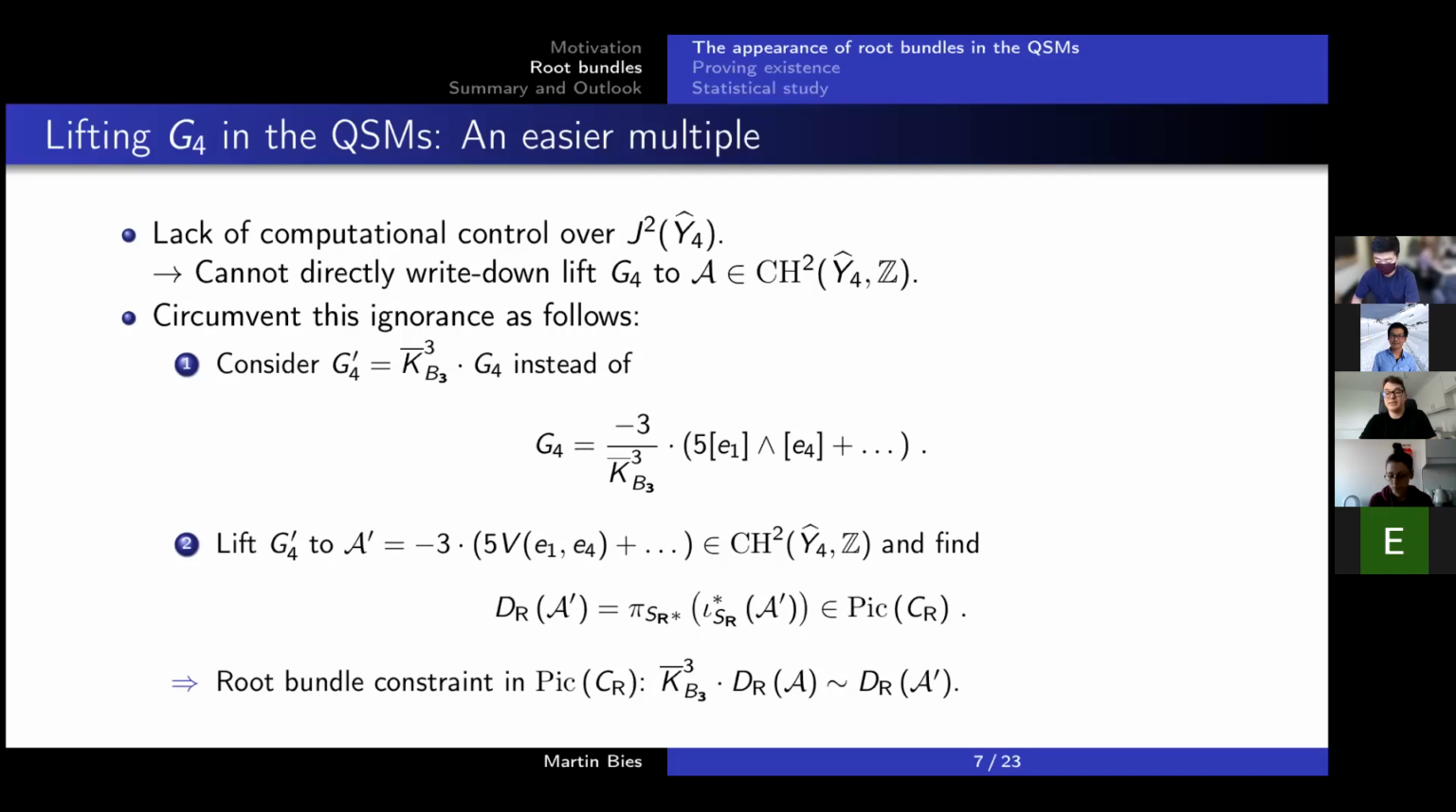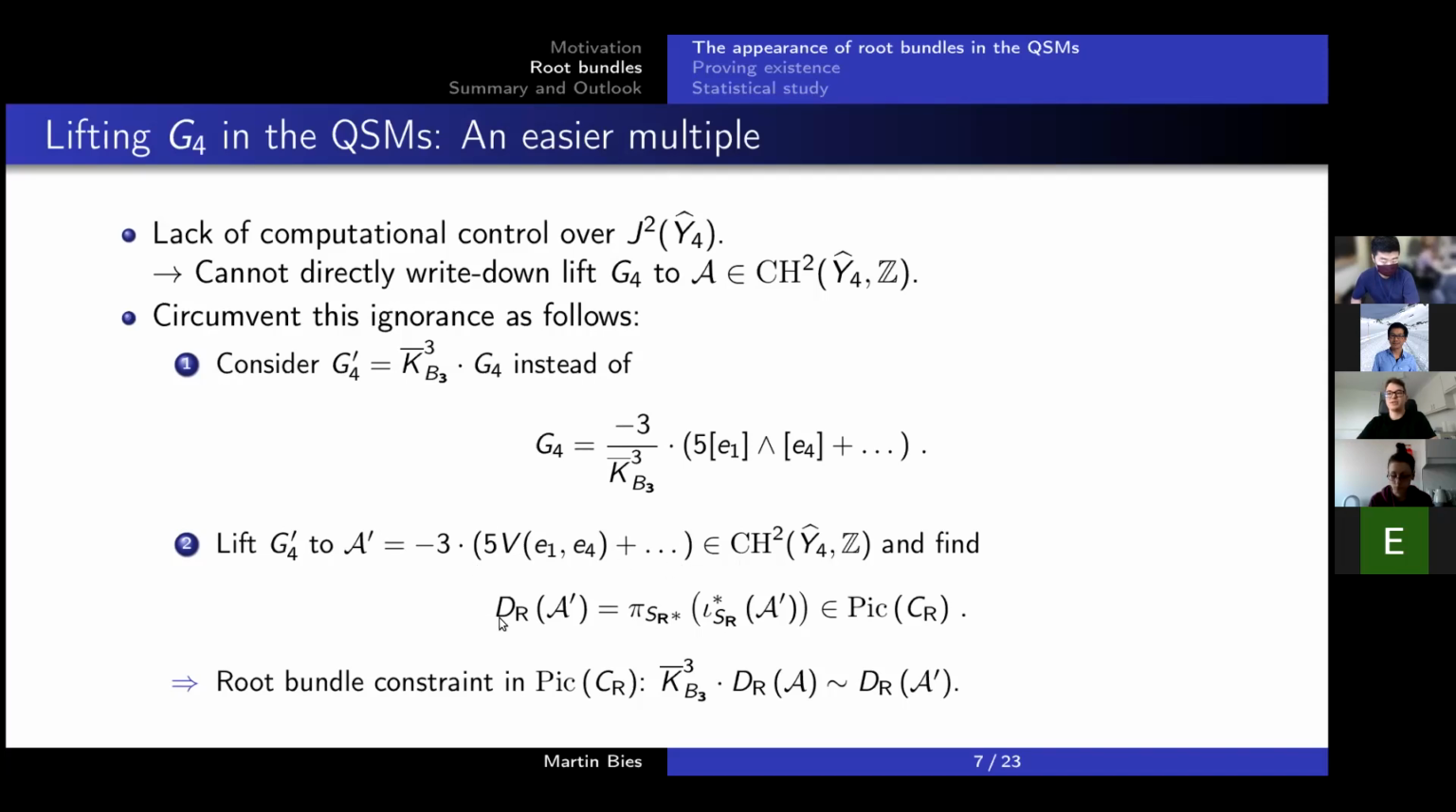and I look instead of at G4, I look at something which I would consider as an easier multiple. Namely, instead of looking at G4, I simply consider G4 prime, which is k bar cubed times G4. This is still a bona fide G4 flux. In this case, what I would then write down naively as lift is this expression for A prime, which now is in Chow with integer coefficients.